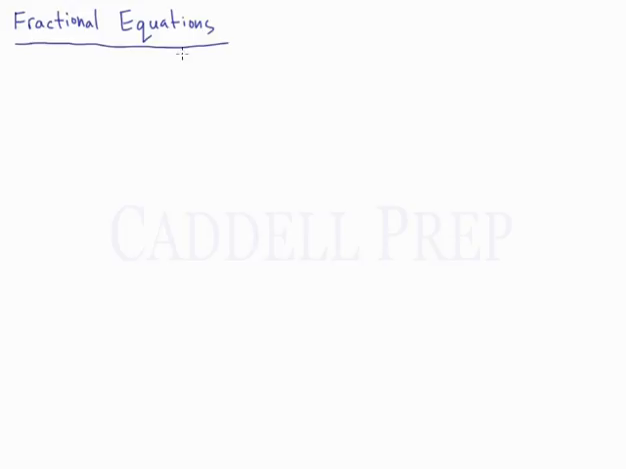In this lesson, we're going to go over fractional equations. So this is really just an equation involving fractions, but it's algebra, so it's going to be a little complicated. So for example, we could have 4 over x plus 2 over 6 equals 5 over x.